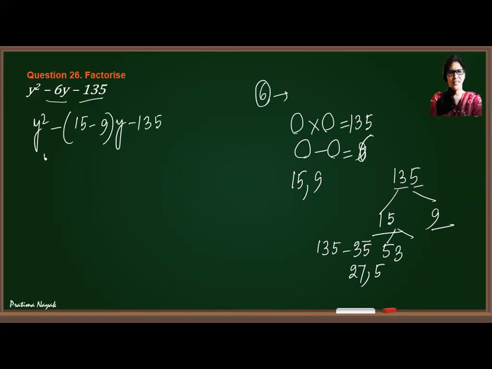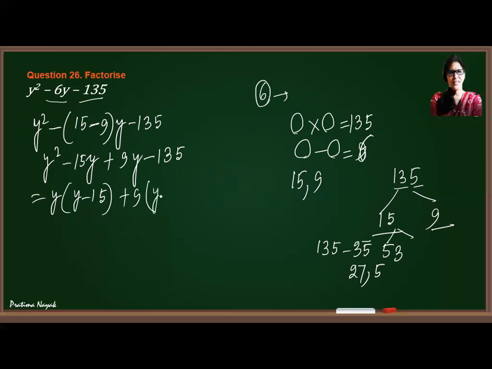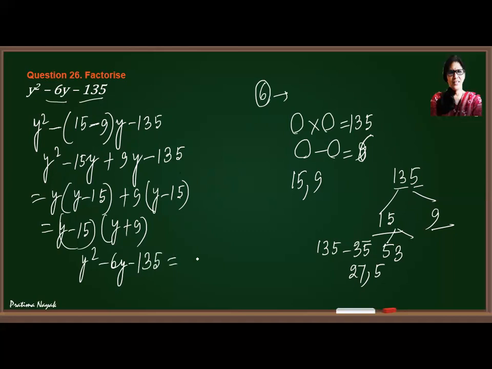I hope you can write yourself now. You have developed the concept in between. 9y will be positive because there are two minuses in 135. So this will be y taking common, y minus 15 plus 9 taking common, y minus 15. Then taking y minus 15 common, you are getting y plus 9. So the factor of y square minus 6y minus 135 is equal to y minus 15 into y plus 9.